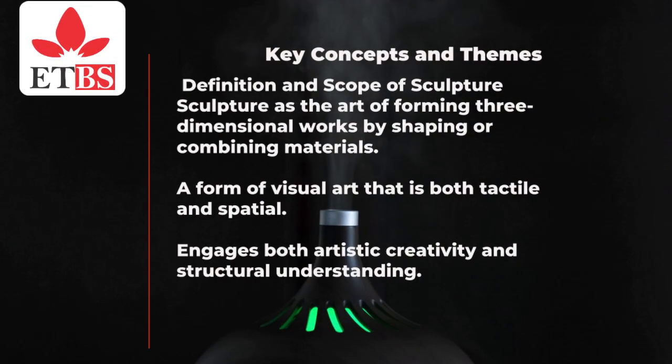Key concepts and themes: definition and scope of sculpture. Sculpture is the art of forming three-dimensional works by shaping or combining materials. A form of visual art that is both tactile and spatial, it engages both artistic creativity and structural understanding. Mediums may include stone, wood, metal, clay, resin, glass, found objects, or digital renderings.